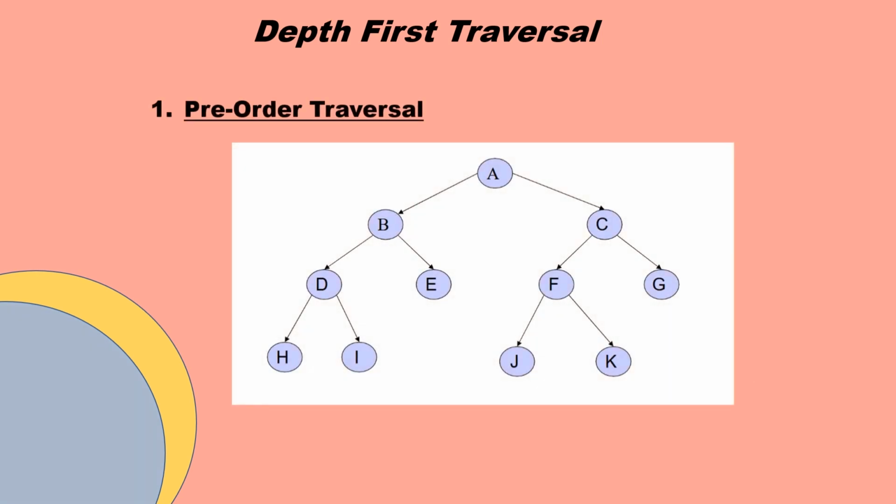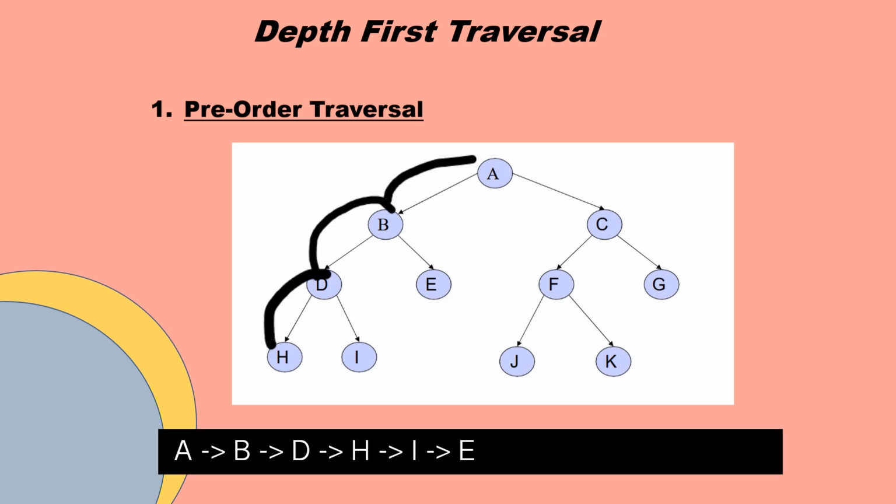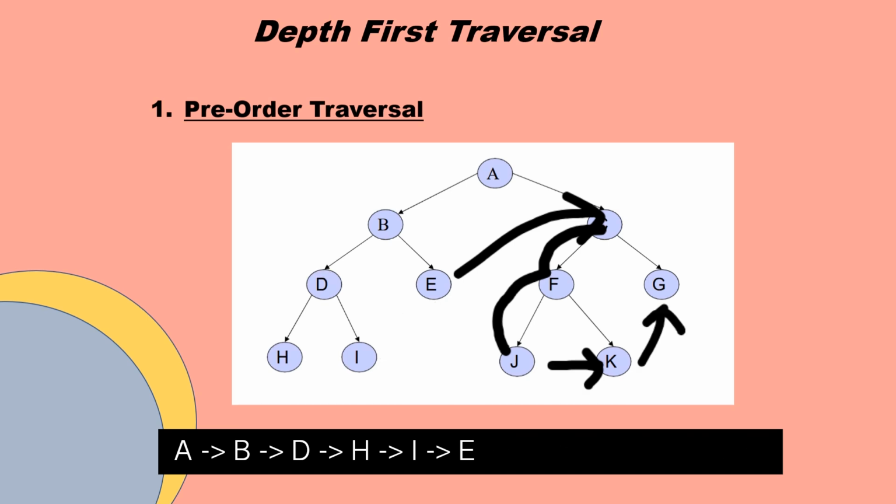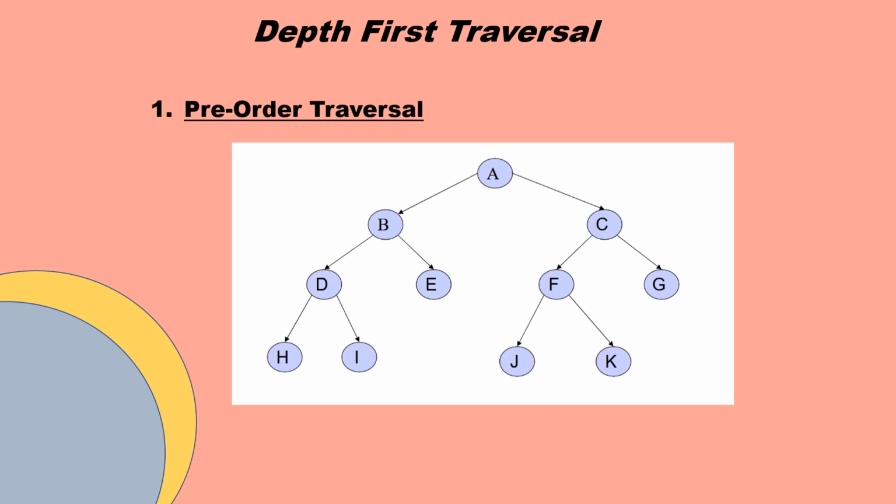So now look at this example. First go to A and second left side B, D, H, then go to right side I, E, C, F, J, K, G. So this is how pre-order traversal works.